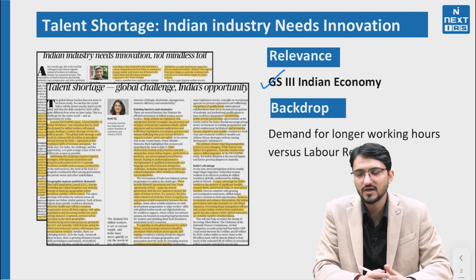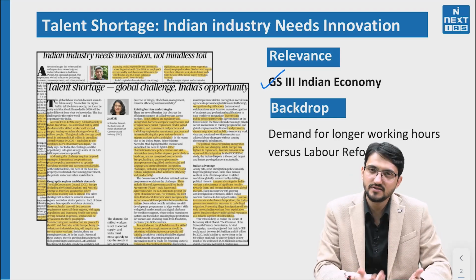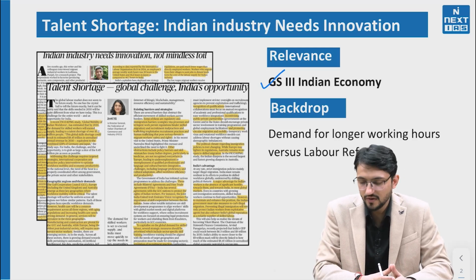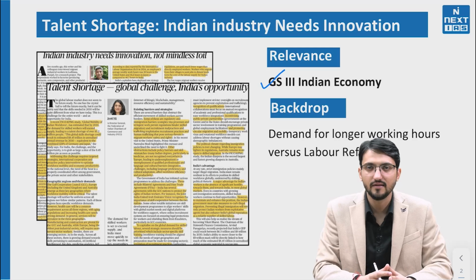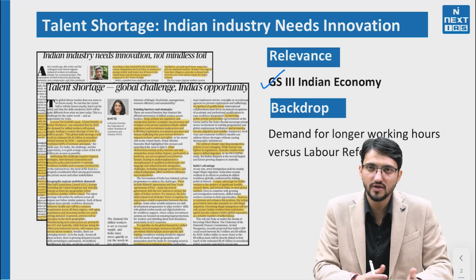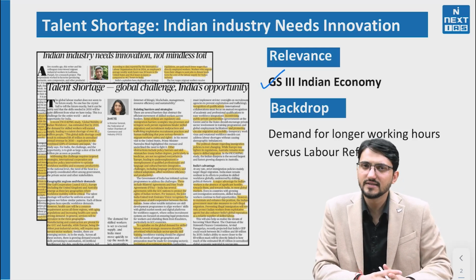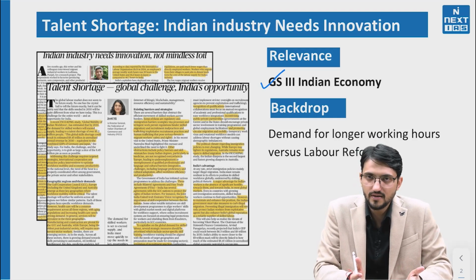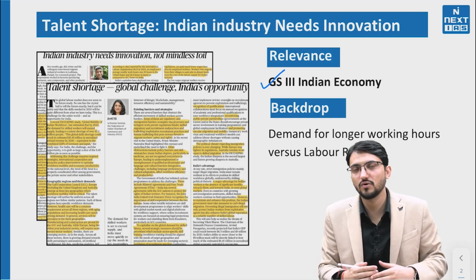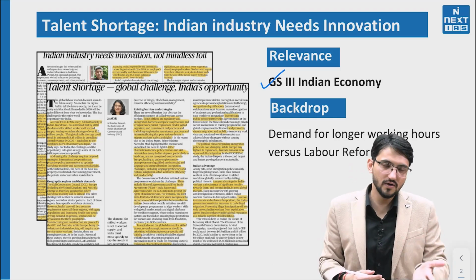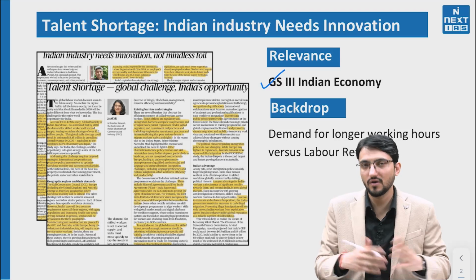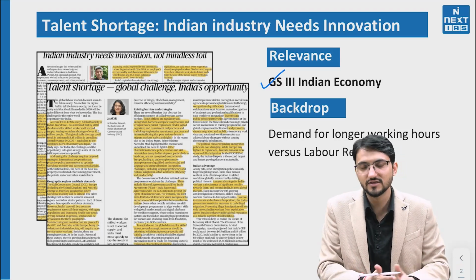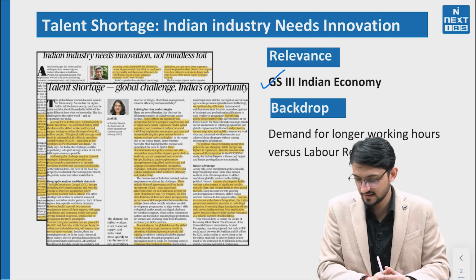Recently you have seen in news that major companies and their CEOs, particularly Infosys and L&T, have been arguing about longer working hours, that if people want to grow, they have to work for longer hours. This article tries to put that into perspective based on the structure of the Indian economy, and why in the Indian economy we do not need to focus more on working hours, because we are already working longer hours, but we need to focus on innovation because our productivity is very low. That's why we always go for longer working hours.